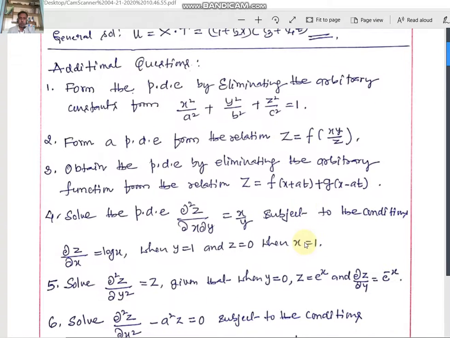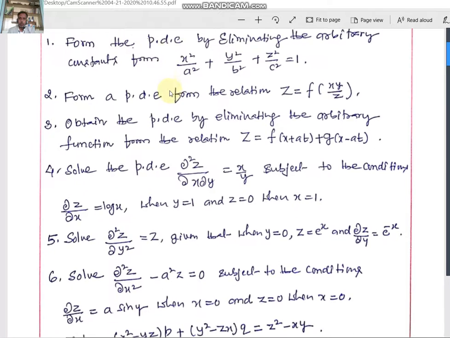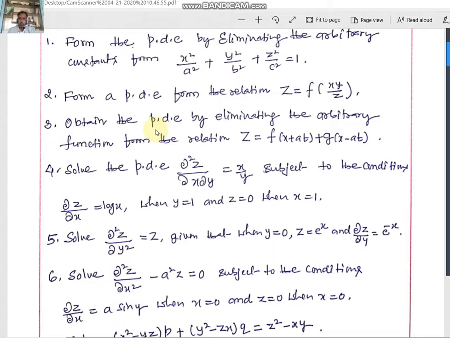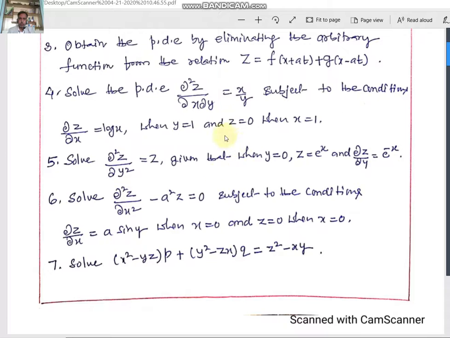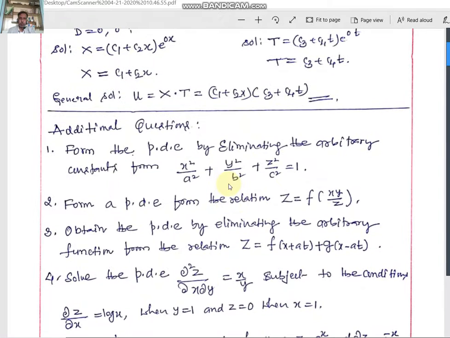So these are the additional problems you can try in your leisure time from the beginning part. So this is the formation of PDE and again formation of PDE is here, and the rest of the problems you can try in your leisure time.